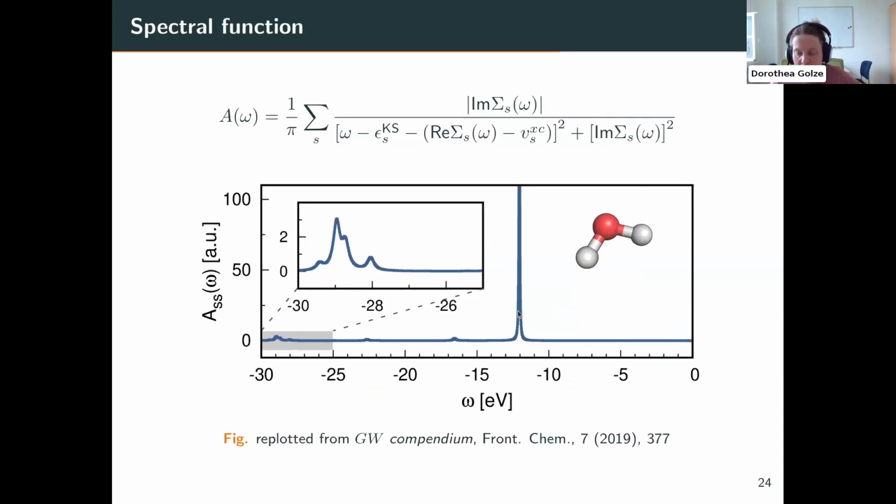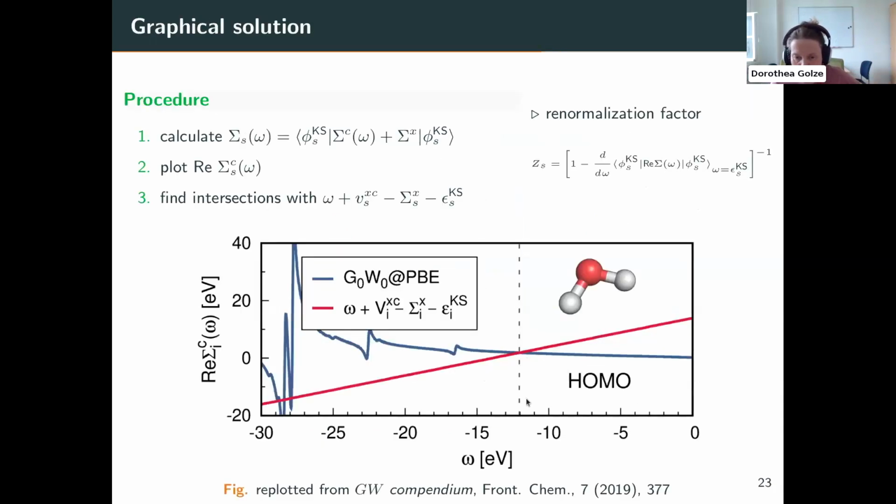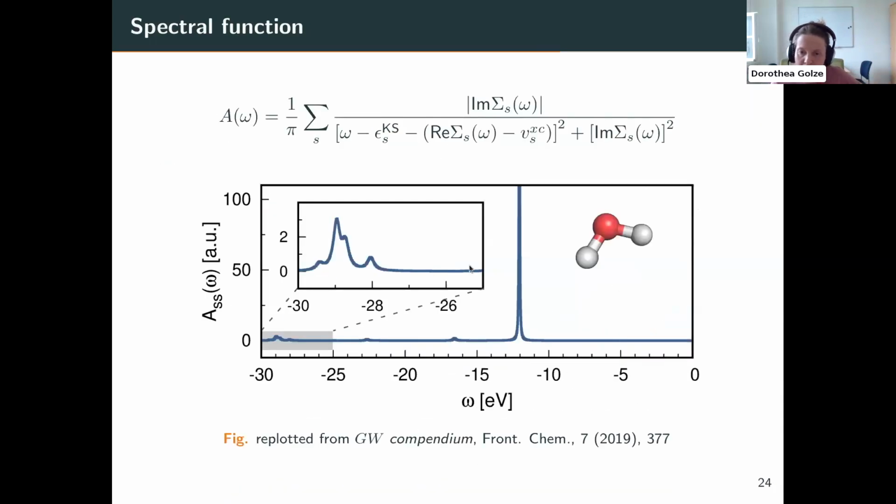So here at around minus 12 eV, as shown here, we have indeed our main peak. We have a very sharp peak, which clearly carries the largest spectral weight. And then we had the intersection a bit further out. You see this is very small spectral weight. These are what we would call a satellite in the method.